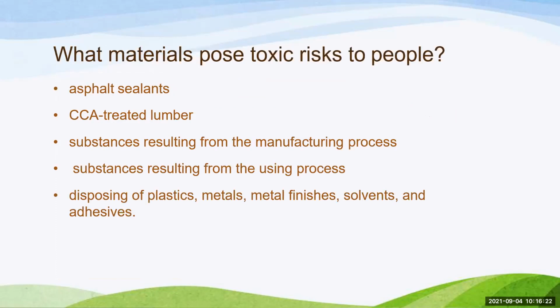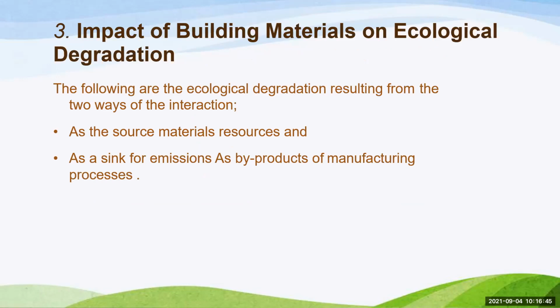Then what materials pose toxic risk to people? Sulfate, treated lumber, substances resulting from the manufacturing process, substances resulting from the using process, and disposing of plastic material, metals, metal finishes, solvent, and adhesive. This is the toxic risk. Impact of building material on ecological degradation.